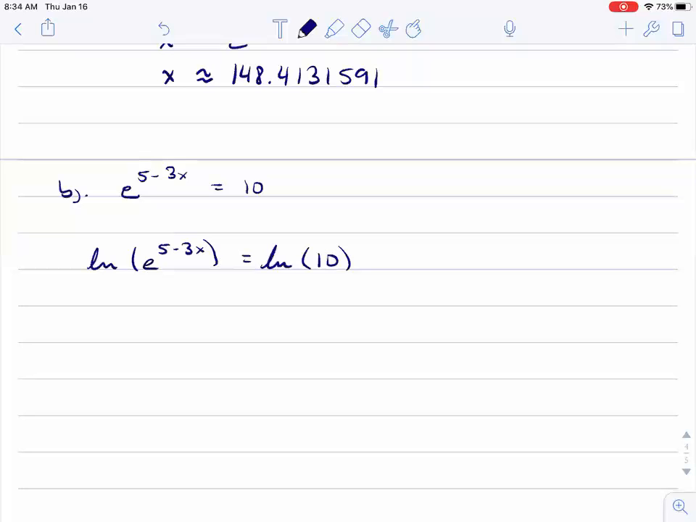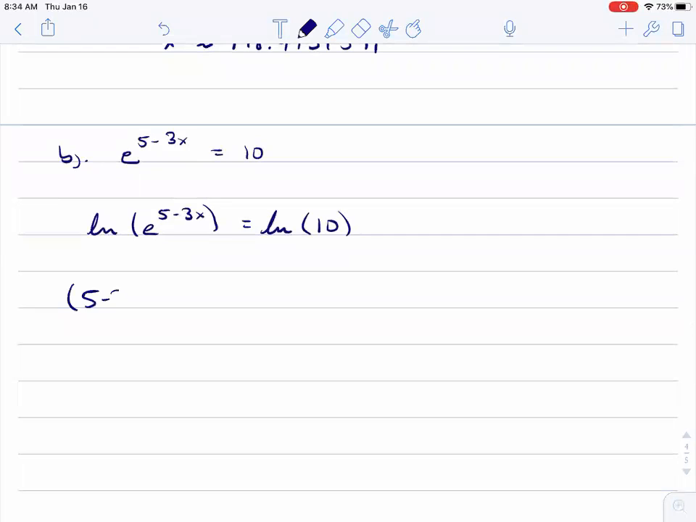Technically, if we take the natural log of e to the power of 5 minus 3x, what we get is 5 minus 3x times the natural log of e, but the natural log of e is 1, and so it'll dissolve. And so what we get is 5 minus 3x, by that very handy rule that if we take the natural log or any log of something with a power, the power can be brought down in front. And so 5 minus 3x times the natural log of e is equal to the natural log of 10. Just make a note here, the natural log of e is just 1, so it'll just go away.